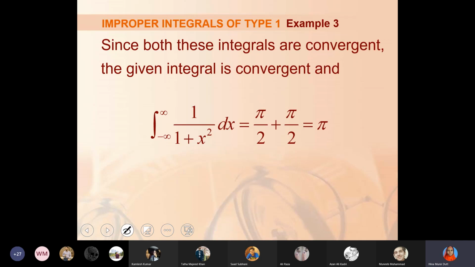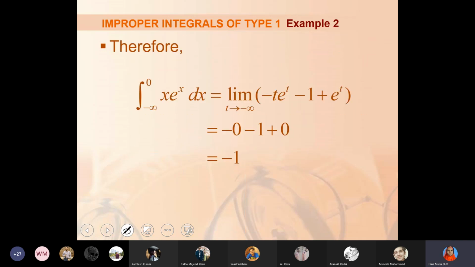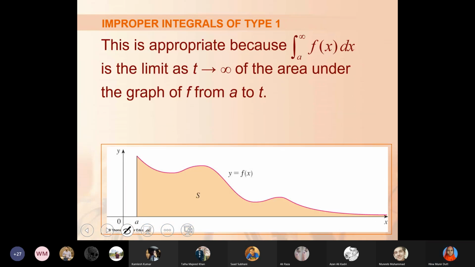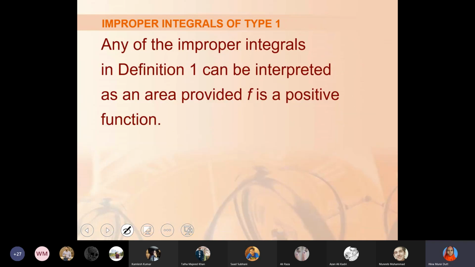Okay, so students, basically what we have done, we have taken the improper integral of type 1, and how its evaluation will happen.